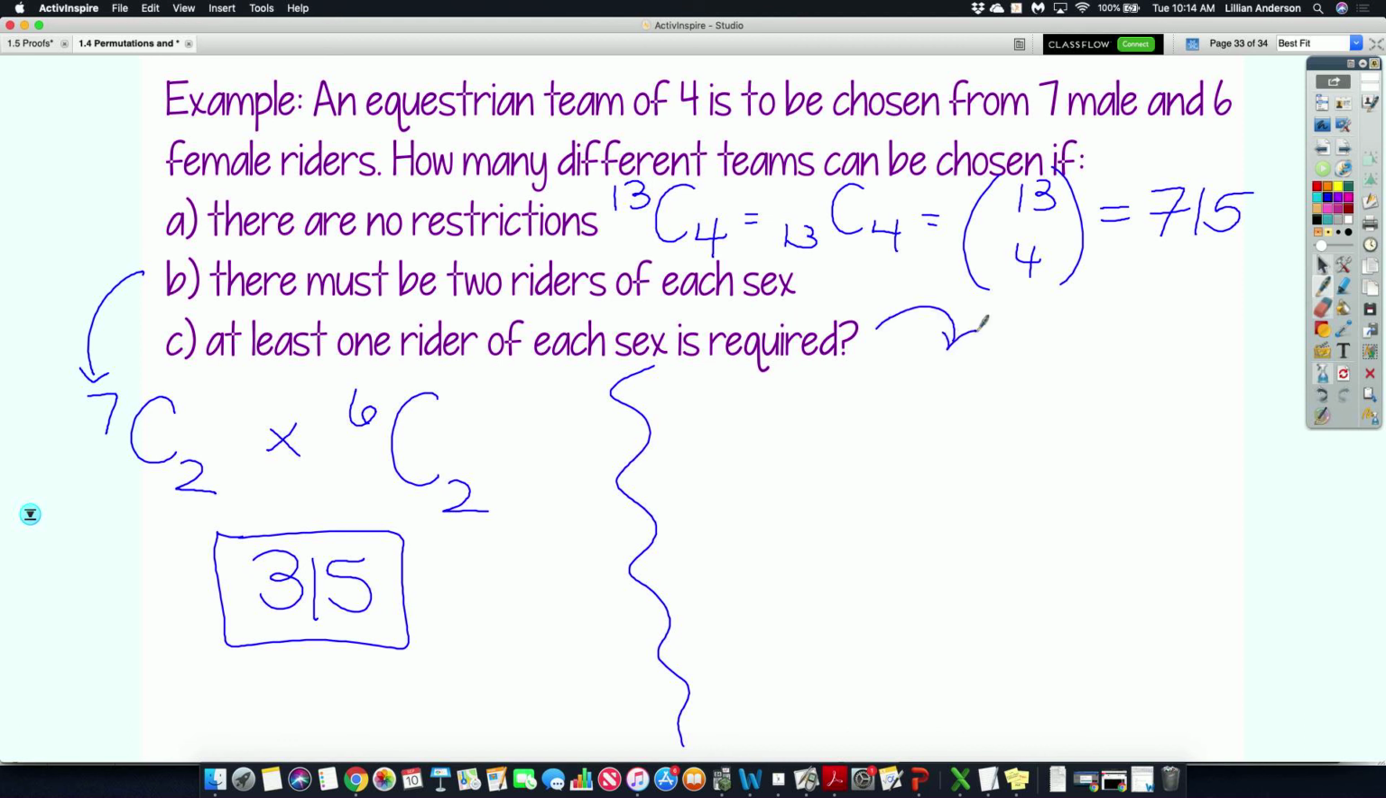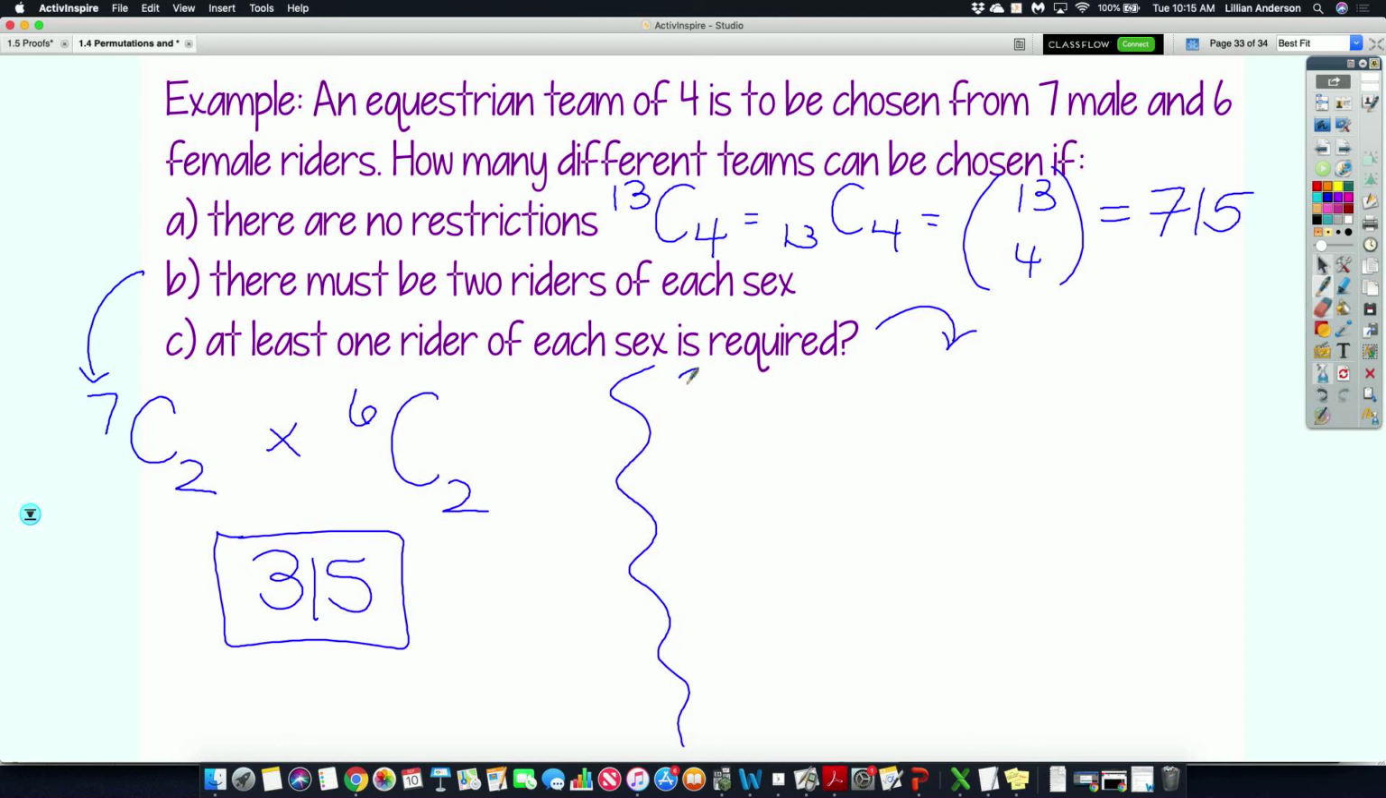Okay. Now this one, at least one rider of each sex is required. At least means you need to have at least one guy or more, and at least one female or more. So let's just talk about it before we start putting in combinations. What are the different ways we can have a 4-member equestrian team where at least one of each gender is required?